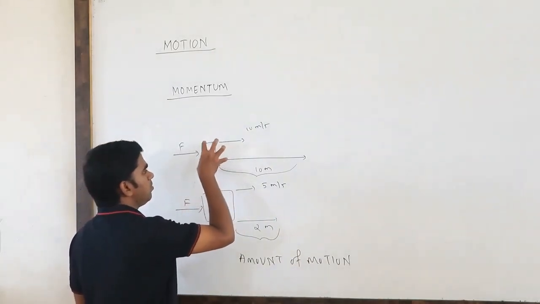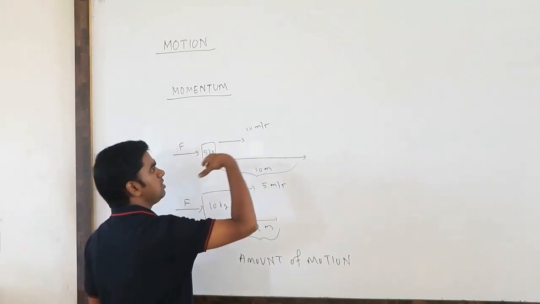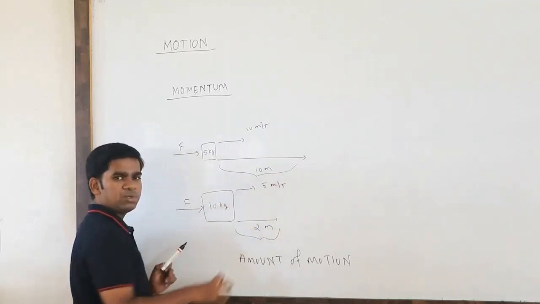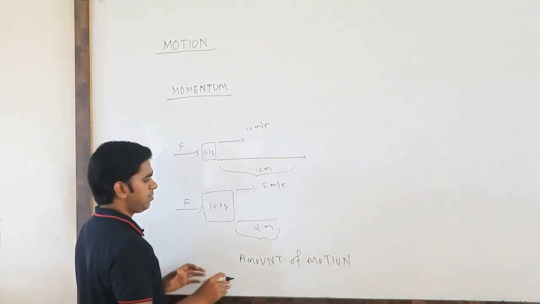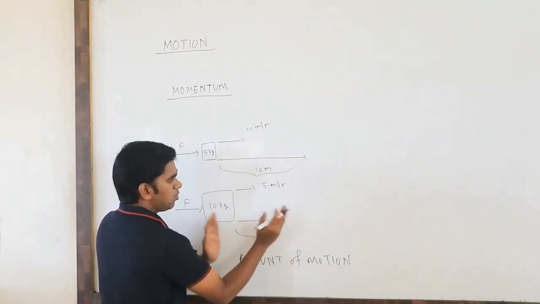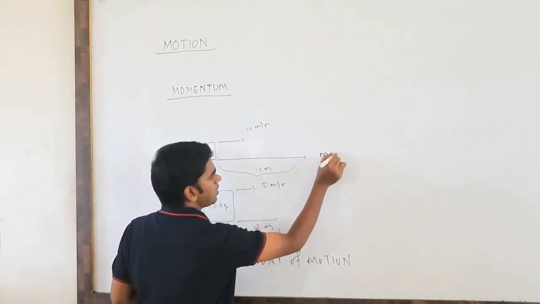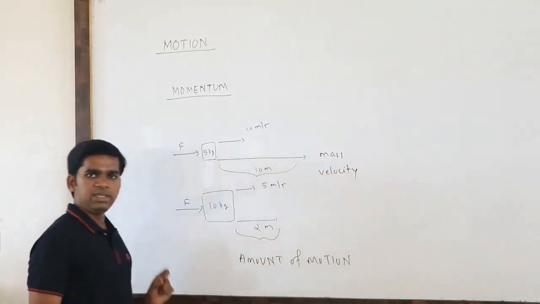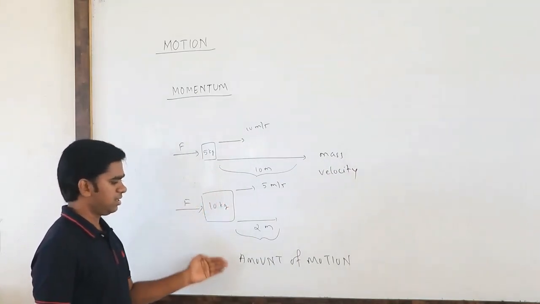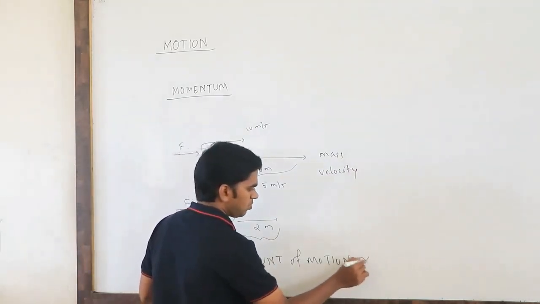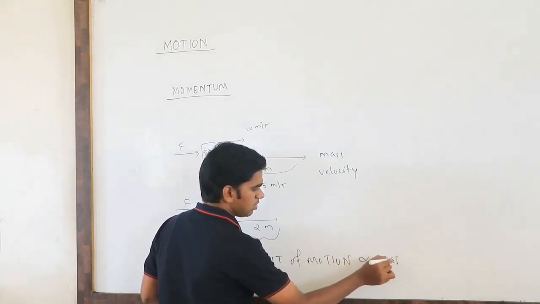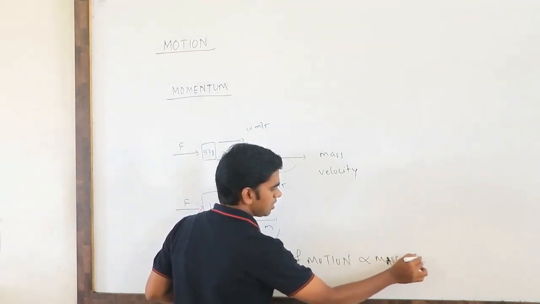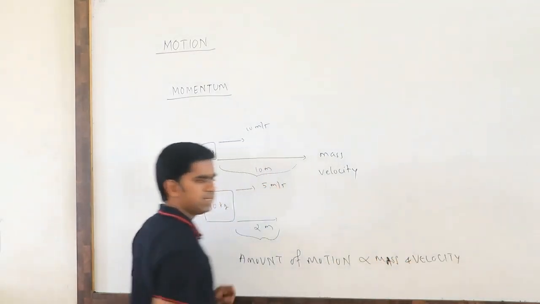Here mass is less. So that is why it is traveling with more velocity. Here mass is more. It is traveling with less velocity. That means the amount of motion depends on the mass, and also it depends on what? It also depends on velocity. The amount of motion depends on mass and depends on velocity. So your amount of motion is proportional to what? It is proportional to mass and velocity. Mass and velocity. Okay.